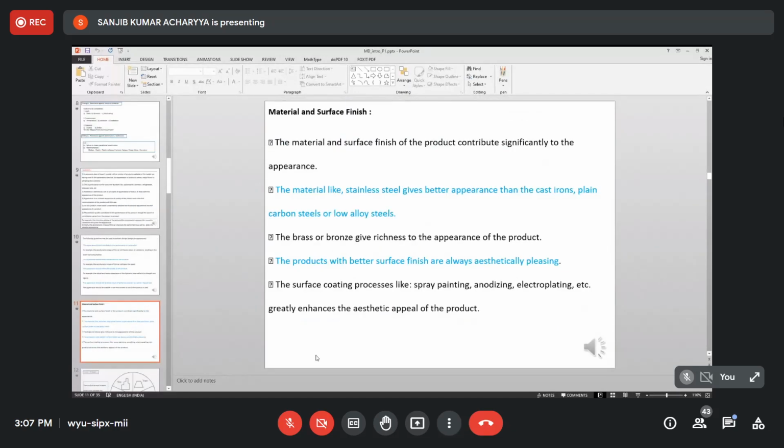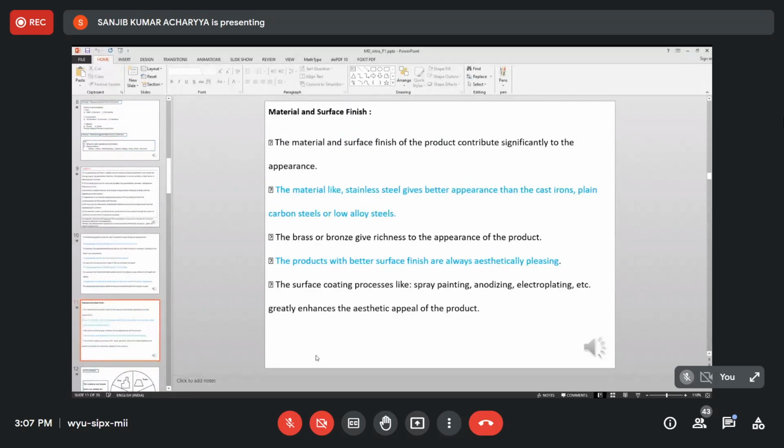Look, the material and surface finish. The surface finish or quality of the surface, the roughness of the surface, contributes a lot to the aesthetic feature. So designers should consider those materials which can be finished or machined up to the highest quality of surface roughness. Those will be preferred. Or sometimes by painting, by anodizing, by electroplating, this feature should be improved if possible.